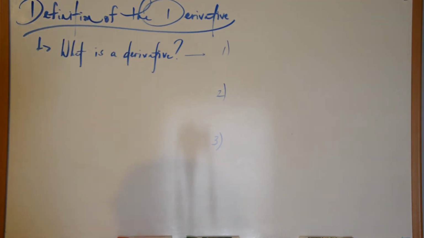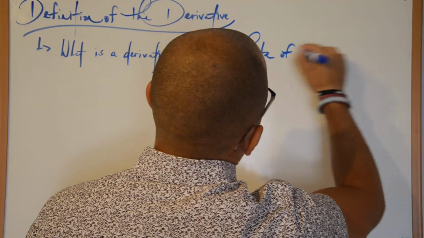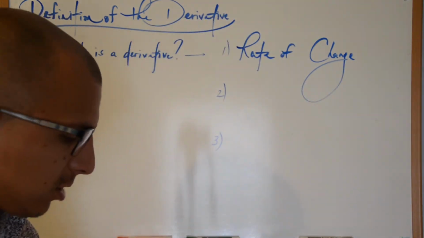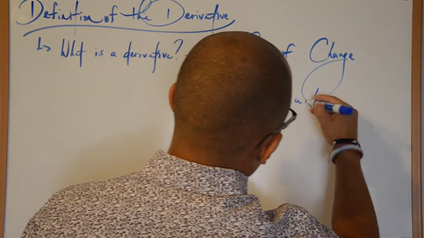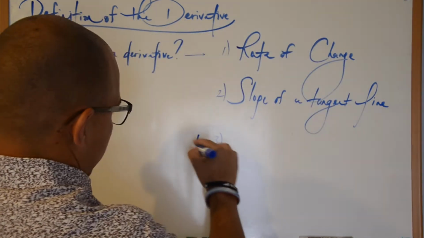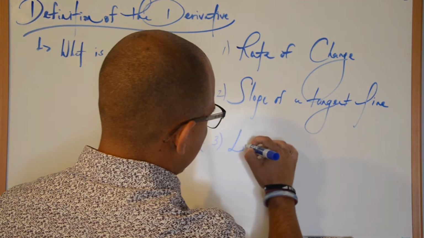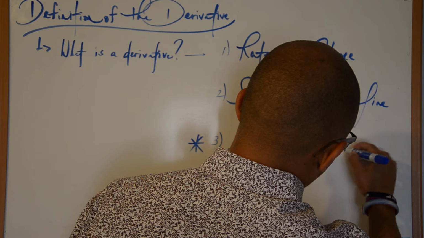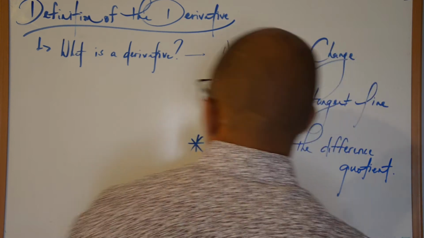But what is a derivative? First and foremost, a derivative is the rate of change, a common physics-based application. It also doubles as the slope of a tangent line, and probably the most important aspect of a derivative, it is the limit of the difference quotient.